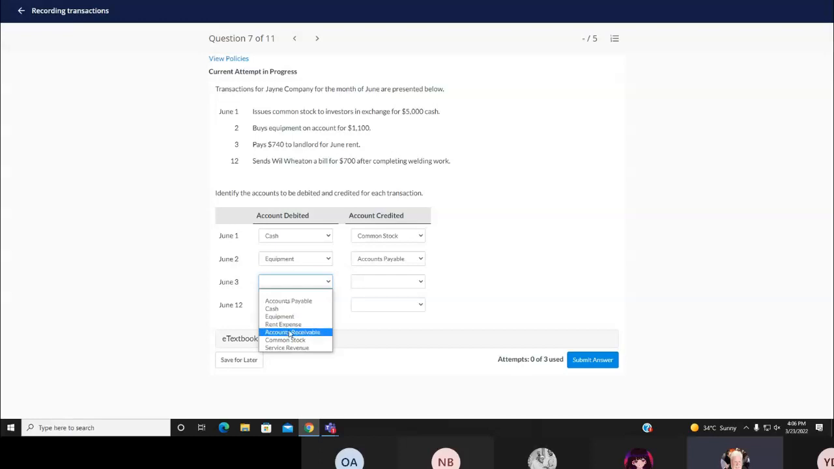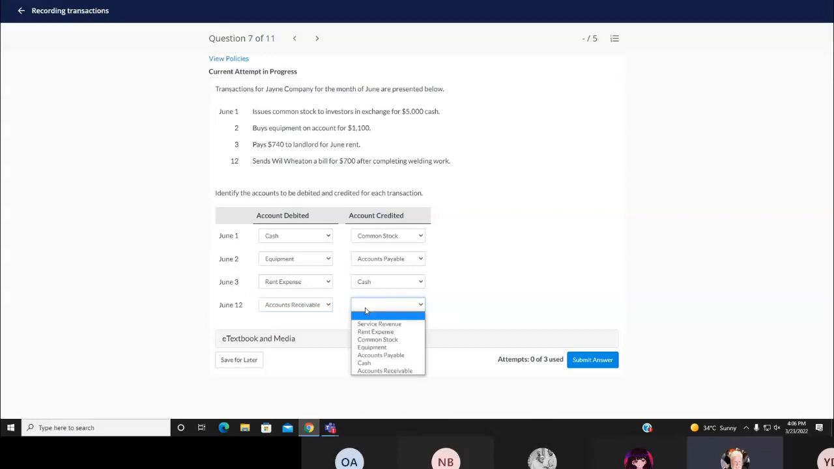I paid $7,000 for rent. What's rent? Asset, liability, revenue, or expense? Expense. So it's always debited. And what did I pay? Cash. Right. I sent Wilson a bill, so I did work, and he owes me, and when I do the job, I always credit revenue. Very good.